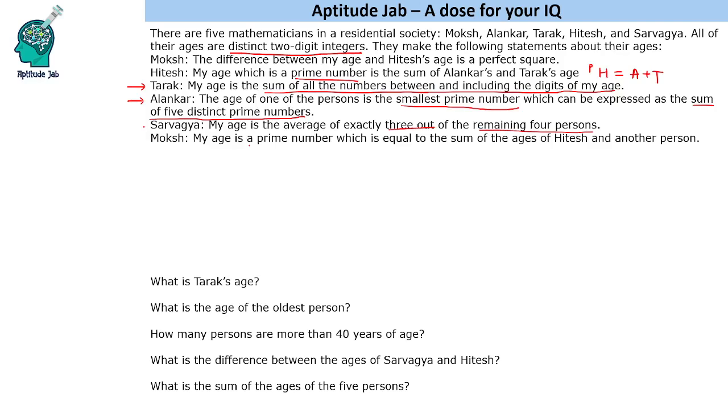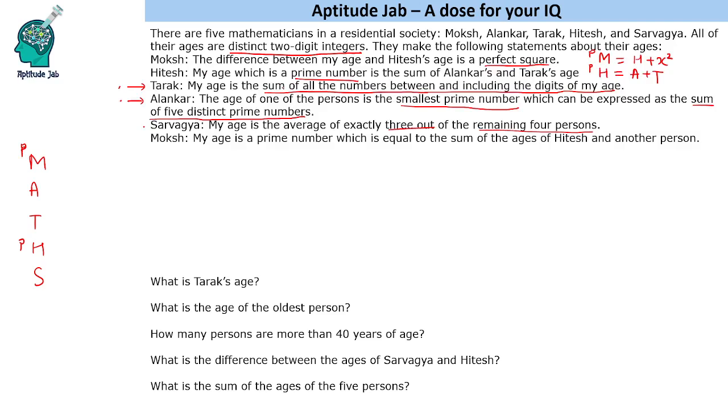Moksh says, my age is a prime number which is equal to the sum of ages of Hitesh and another person. So Moksh is Hitesh plus some other person. And it says the difference is a perfect square. So Hitesh plus some perfect square. Okay, so this x square is the age of one of the persons and Moksh's age is also a prime number. So we will write out the possibilities of these people. Moksh is a prime number. Hitesh is a prime number. Right. Now let's figure out these two pieces of information because these are quite intriguing ones.